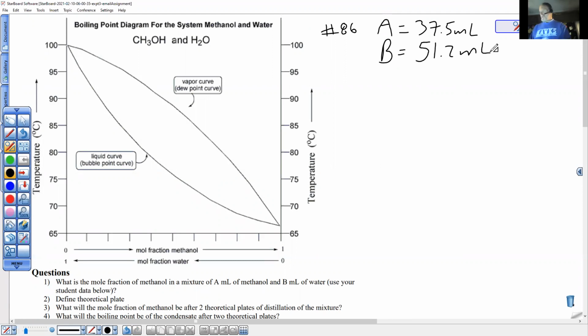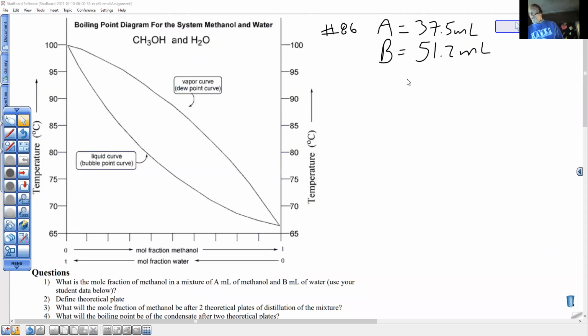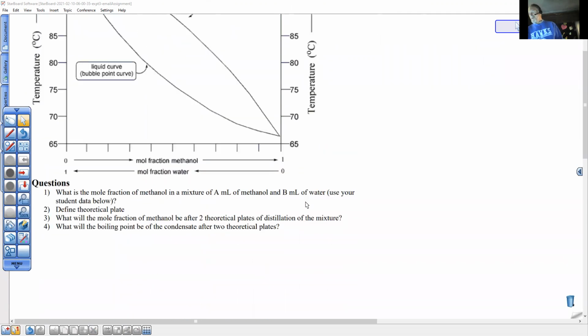So how are we going to start this question, where we have to use a graph whose x-axis requires us to know the mole fraction in order to predict either the temperature of a liquid, that's this liquid curve, or the temperature of a vapor above a liquid, that's this curve here. Both curves will be used in this assignment. So with those numbers, 37.5 milliliters representing the amount of methanol and 51.2 milliliters representing the amount of water, how are we going to get to mole fraction?